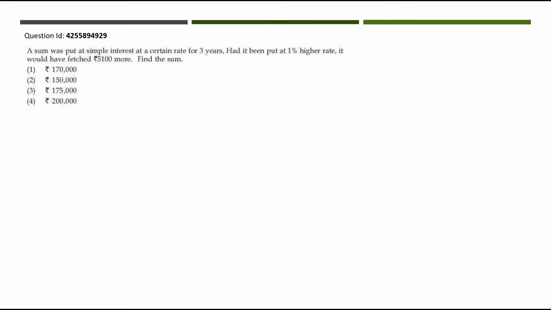Next question. A sum was put at simple interest at a certain rate for 3 years. Had it been put at 1% higher rate, it would have fetched 5,100 rupees more. They are asking us to find the sum. So this is with respect to simple interest calculation. We have the formula P into R into T divided by 100. P is the principal, the sum we need to find. R is the rate of interest and time is the time period which is given as 3 years.